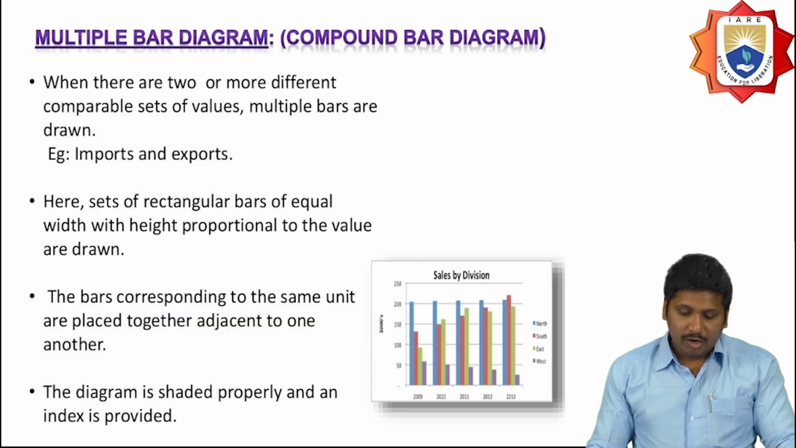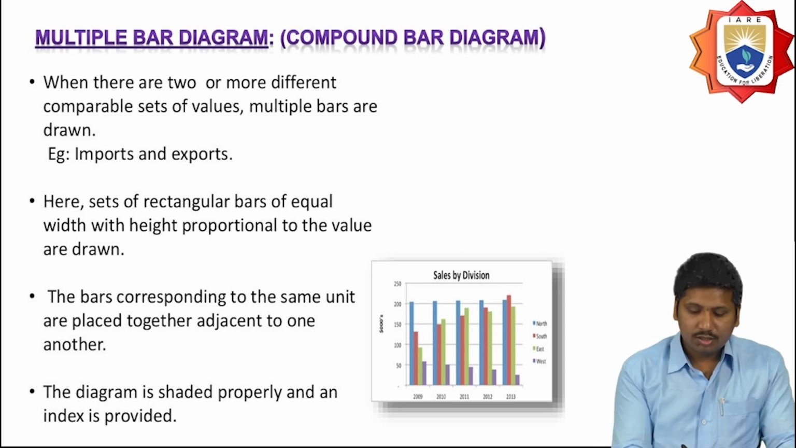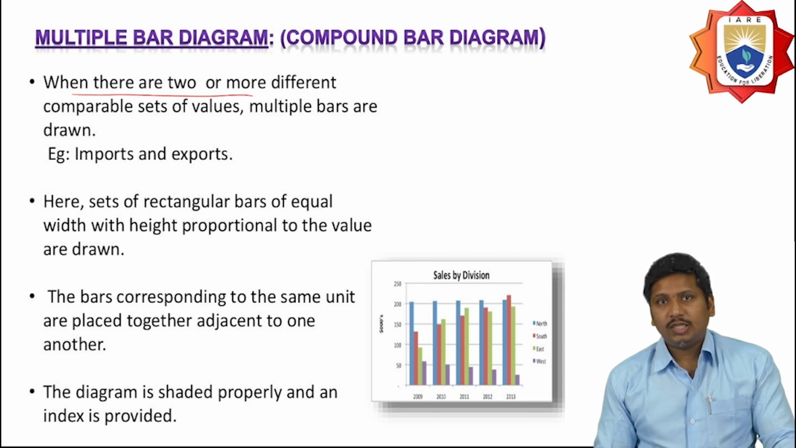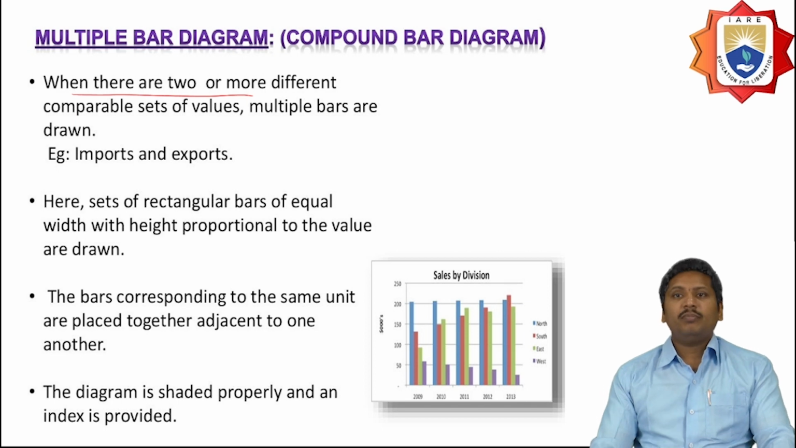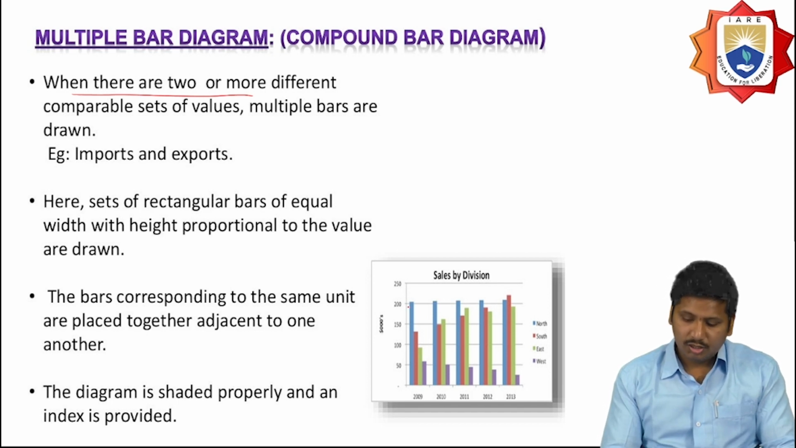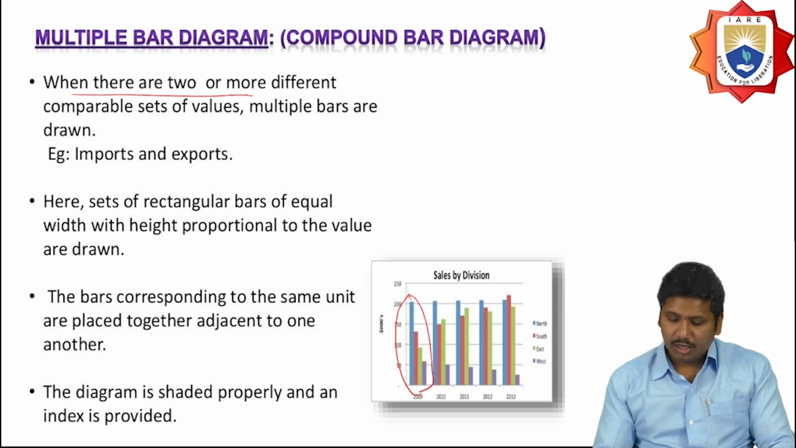And the next one is the multiple bar diagram. So in a multiple bar diagram, two or more different sets of values are used and multiple bars are drawn. For example, imports and exports. So what is a multiple bar diagram? Within this I want to know, in 2009, how many sales were done in the north side, south side, east side and west side.